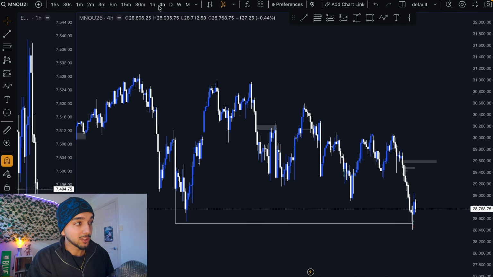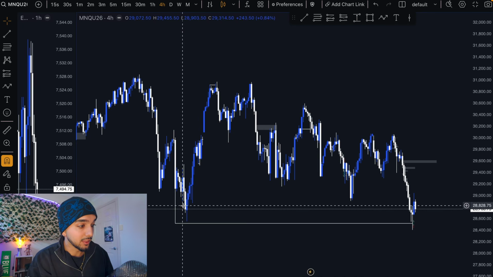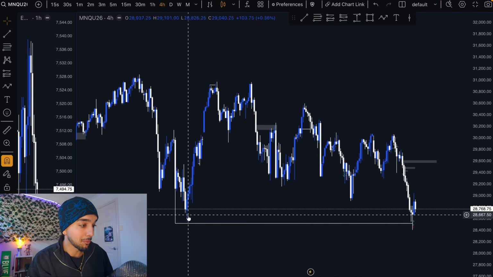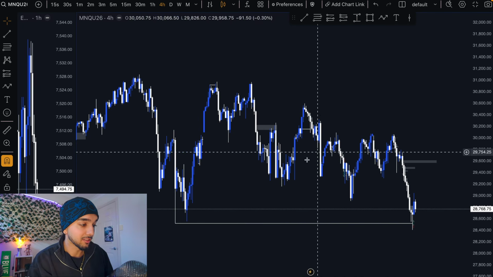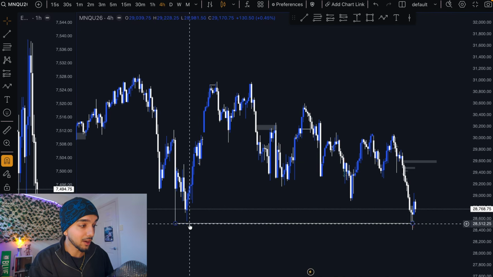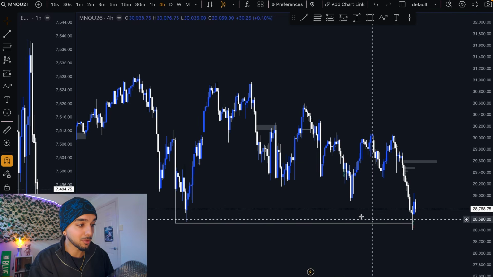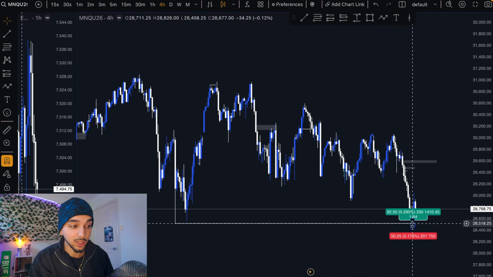Right now we're on the 4-hour time frame, and this low is the most prominent low you can see out of any of this price action. So this sticks out, and this low has not been taken yet. So price has not come below it before last night.